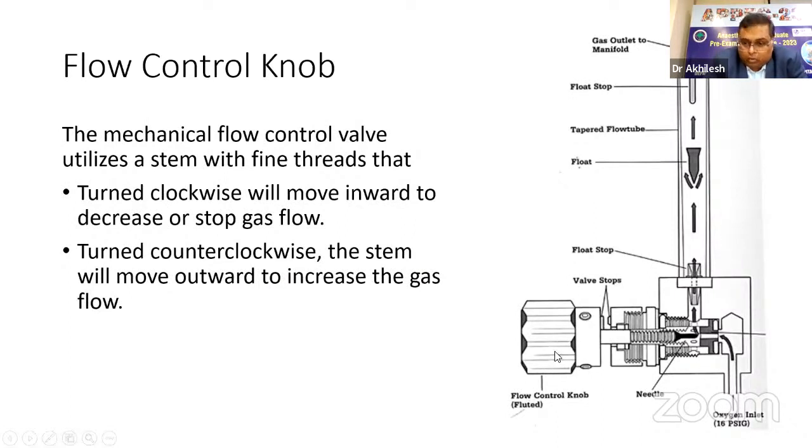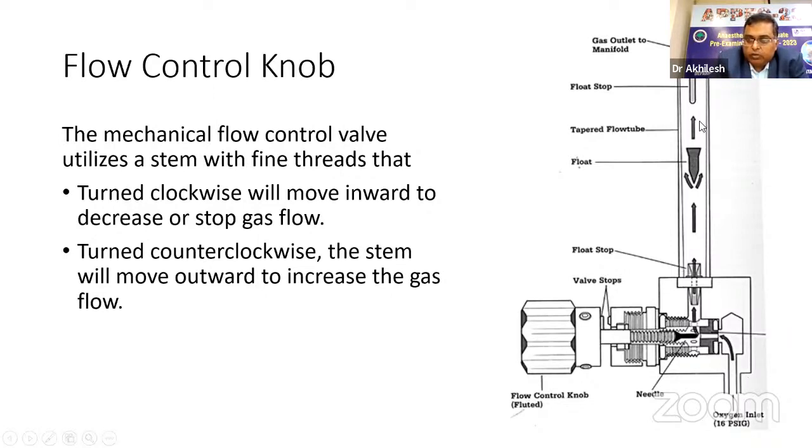These are color coded. They are also touch coded. In the case of oxygen, you will always find this flow control knob to be fluted. This is the fluted appearance. The knobs have to be opened in an anti-clockwise manner. In anesthesia, the majority of things work anti-clockwise. If you turn it clockwise, it will move inward, close the outlet, and stop the gas flow. If you turn it counterclockwise, the stem will move outward to increase the gas flow.